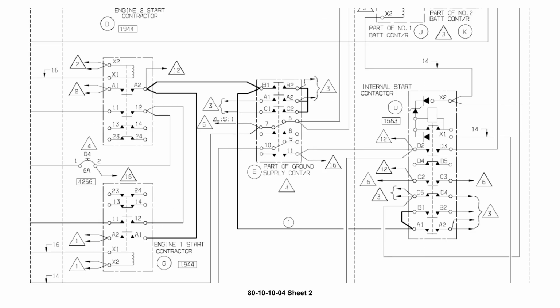When we zoom in, you can see part of the ground supply contactor, as well as a full illustration of the engine 1 start contactor, the engine 2 start contactor, and the internal start contactor, all in their relaxed position. With the ground supply contactor now closed, power should become available on pin Alpha 1 and Bravo 1 of the internal start contactor, pin Alpha 1 of the engine 1 start contactor, and pin Alpha 2 of the engine 2 start contactor.